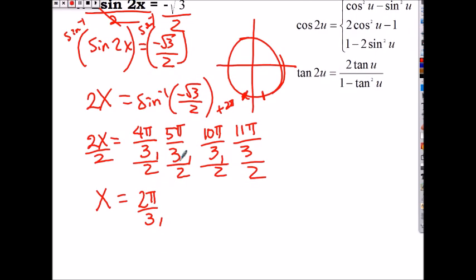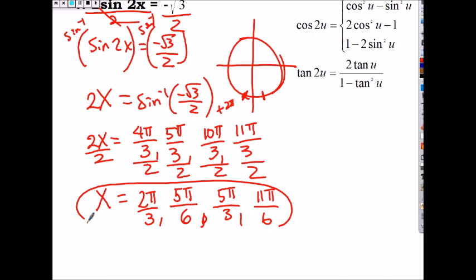5 pi over 3 divided by 2. When you divide 5 by 2, you can write it as 2.5, but we usually don't write decimals in a fraction. So I'll write 5 pi over, it was already divided by 3, but now we are dividing in half again, so 6. So 10 pi over 2 is 5 pi over 3. 11 pi over 3 divided by 2 is again 11 pi over 6. So here's your 4 answers, not just 2.